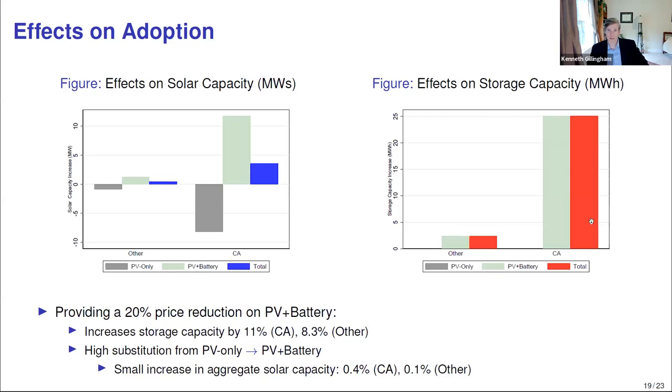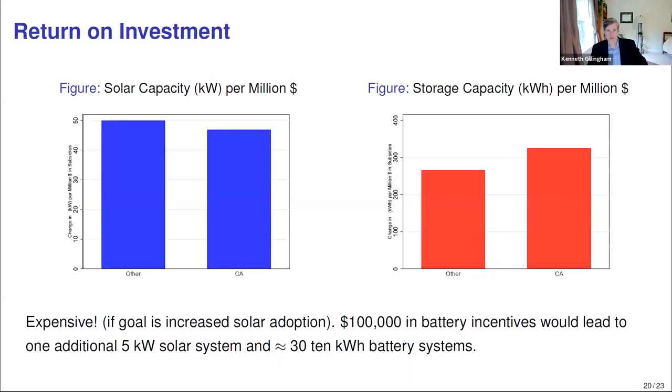On the right-hand side, we can look at the effects on storage capacity, and we can see PV and battery, and obviously total of PV and battery are pretty much the same. So we see a greater increase in PV and battery. And this is, again, consistent that in California relative to other states, we do see more responsiveness to price changes or outage changes. People are just more responsive in California in being induced to adopt PV and battery. So providing a 20% price reduction increases storage capacity by about 11% in California and 8.3% in the other states. There is a high substitution between those two technologies, though, or technology options. And you could do some quick calculations of return on investment.